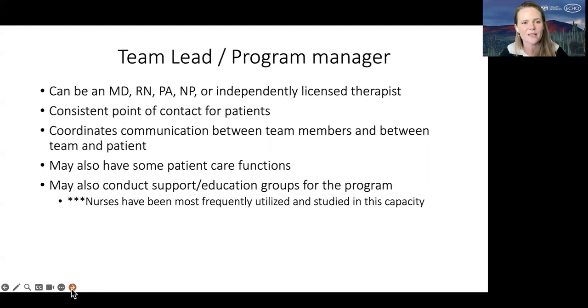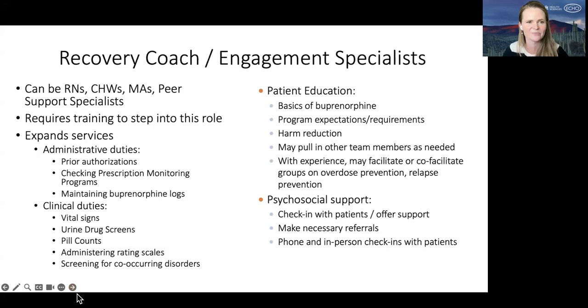In terms of the team leader, the program manager, this could be a variety of professions. The key defining aspect is that they're a consistent point of contact for patients and that they're able to effectively coordinate communication both between team members and then also between the team and the patient. So they're that critical interface. They may also have some patient care functions, including conducting support or education groups for the program itself. We'll talk more about this in a moment, but the role that has been most frequently studied in this capacity is nurses, and they have done spectacularly in the research that has been done here.